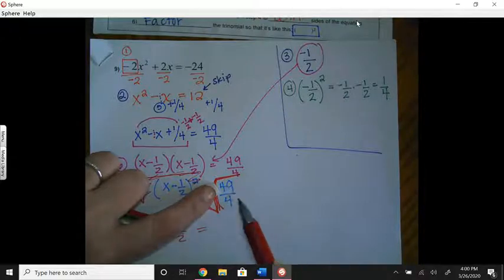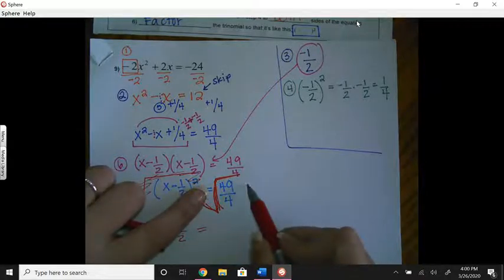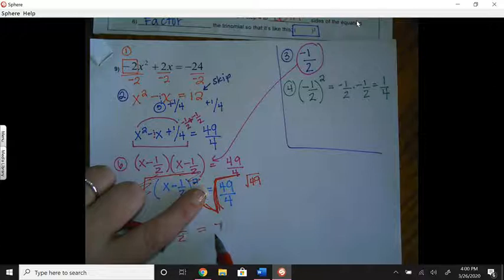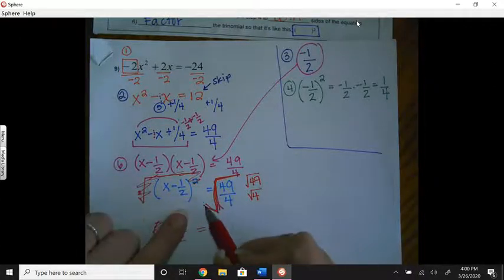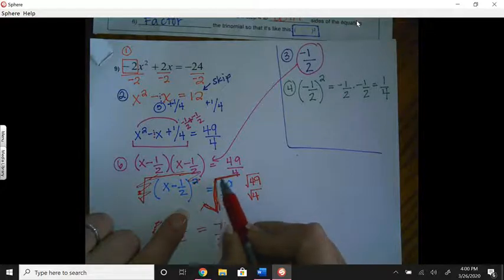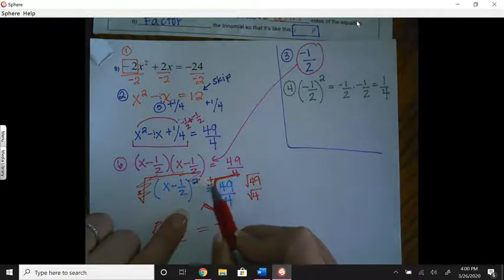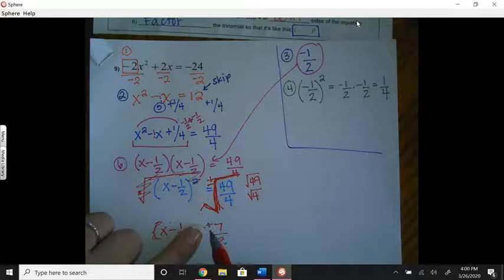So I did not want to leave it as a mixed number, because now I can split this up as the square root of 49, which is 7, and the square root of 4, which is 2. Now remember, whenever we put one of these symbols into a problem, we need plus or minus. So we need plus or minus. We talked about why that was in the previous video.